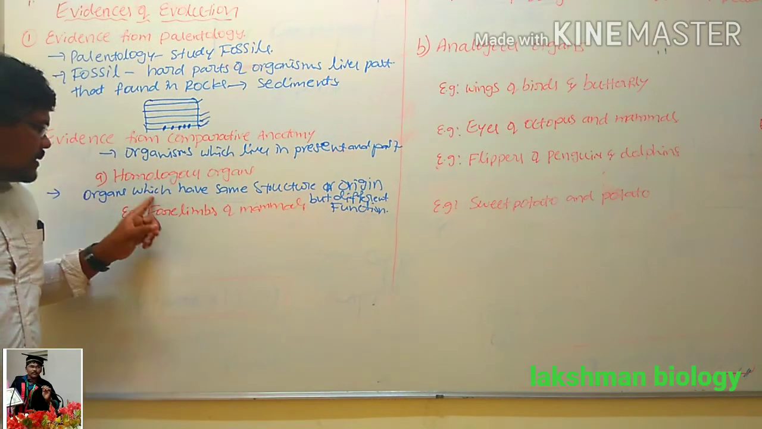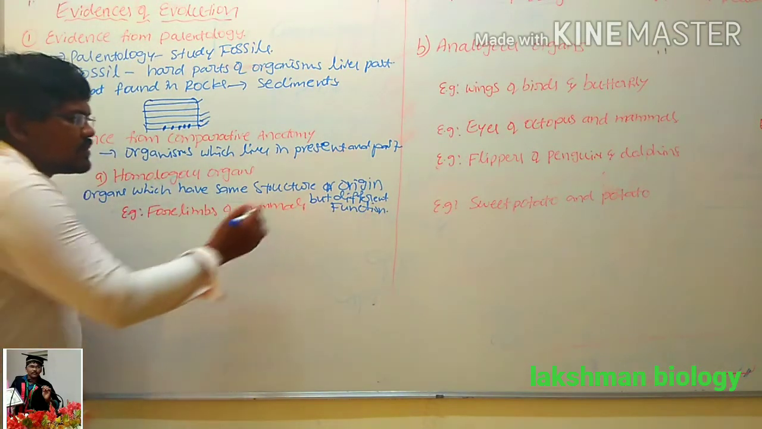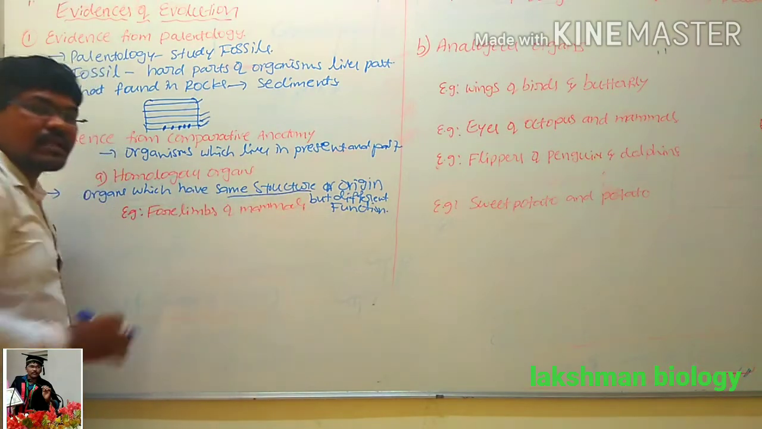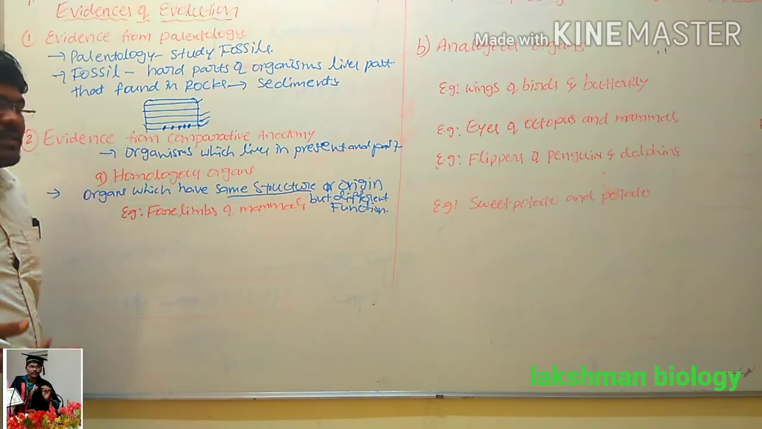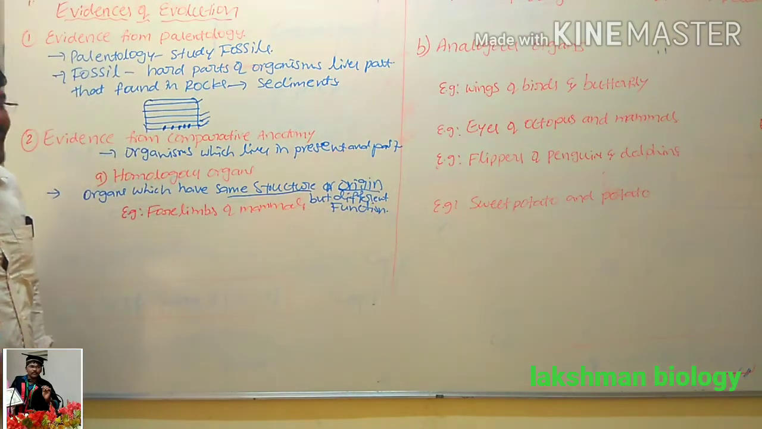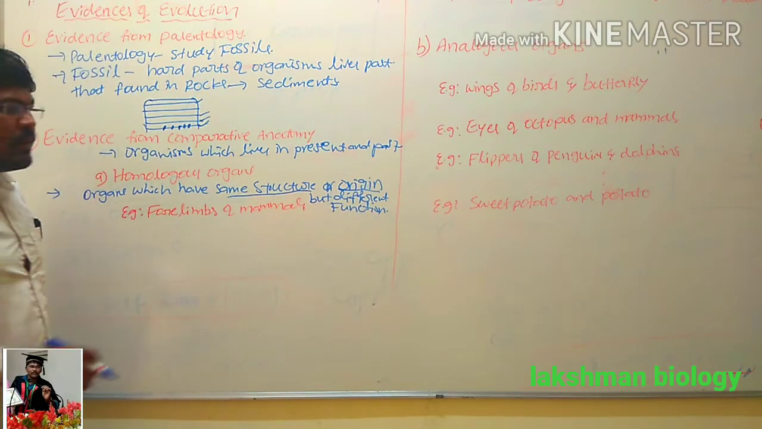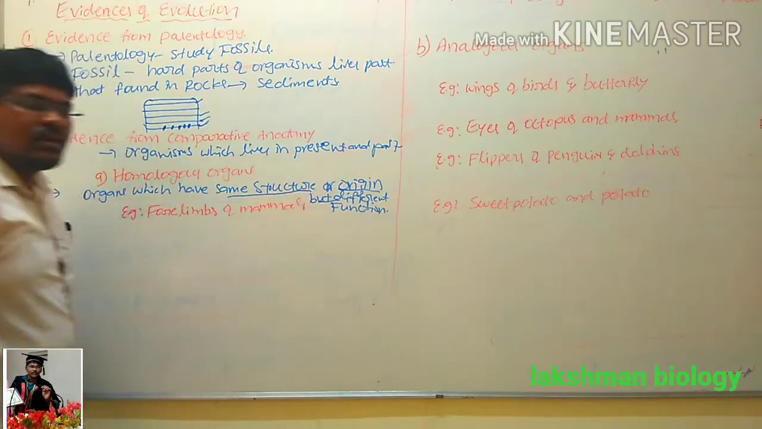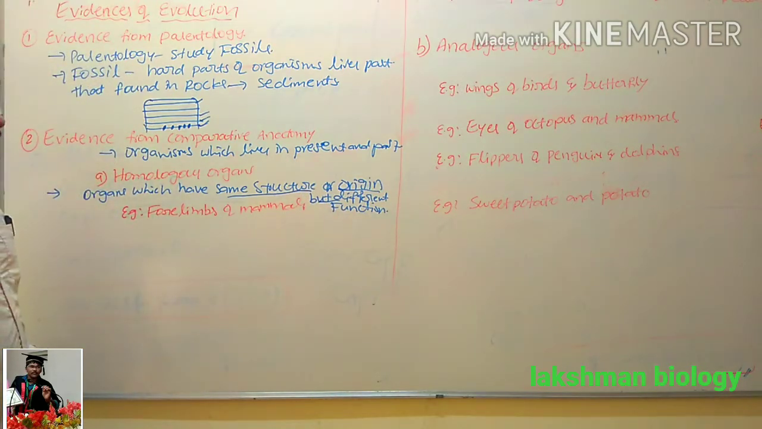The organs of organisms which have the same structure, remember, same structure or otherwise same origin, but different functions, are called homologous organs. Homologous organs are because of divergent evolution.